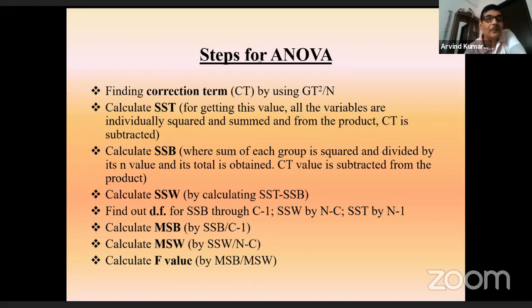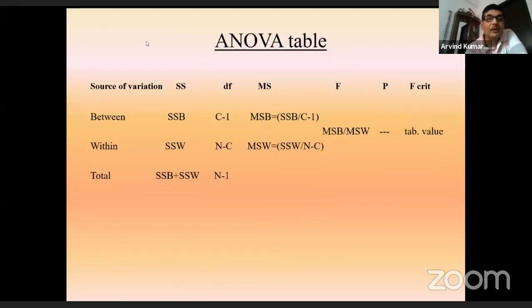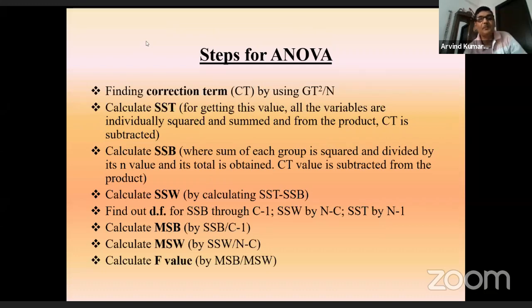Then in the second step, we need the SST value. SST stands for sum of squares of total values. So the total sum of squares is called SST. Now this SST can be obtained by squaring every individual value, obtaining their total, and from that total the correction term value will be deducted or subtracted.